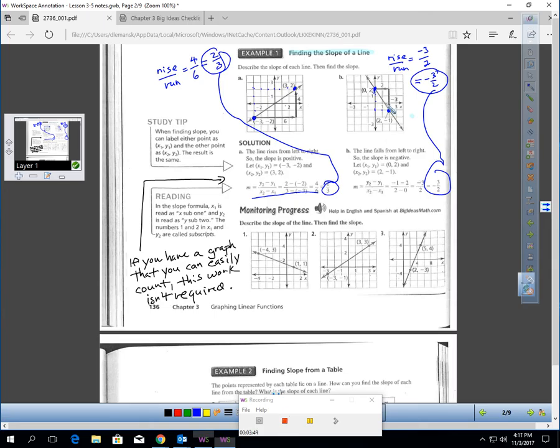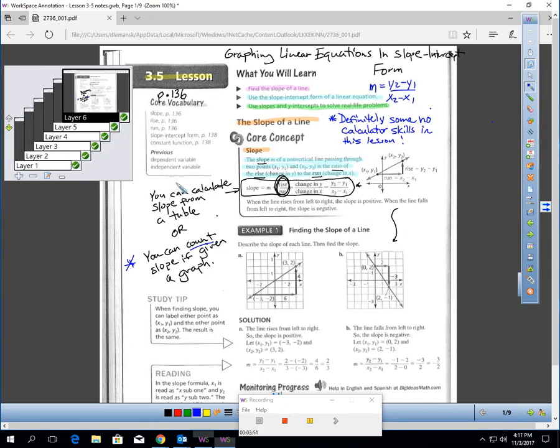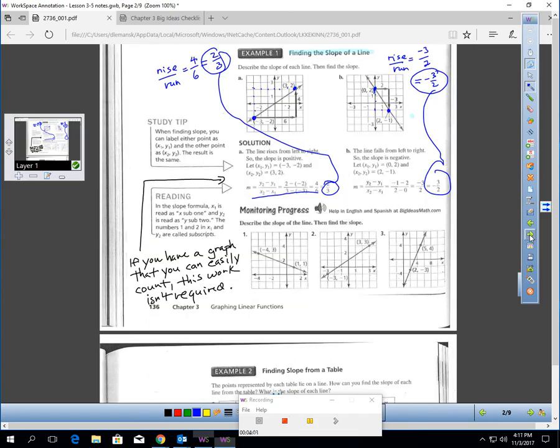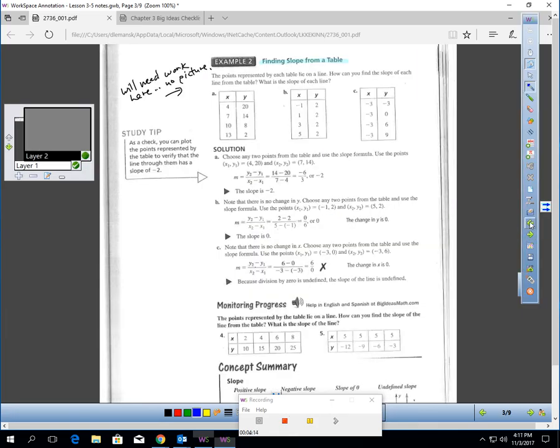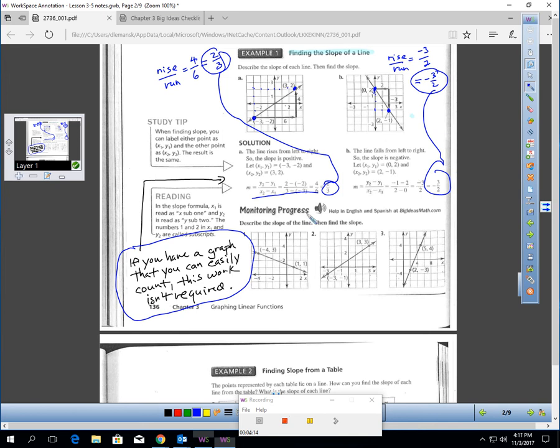So if you have a picture, you can just count squares to get your slope. Now, if you don't have a picture, you're going to have to make a calculation, which we're going to talk about next. All right? And I wrote that here. If you have a graph, you can easily count squares. The work isn't required. Okay? What I would like you to do is quickly pause the video, and I want you to try these 3. You should be able to just count squares and get those.